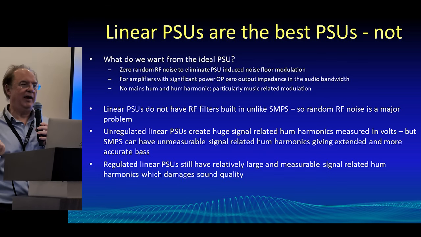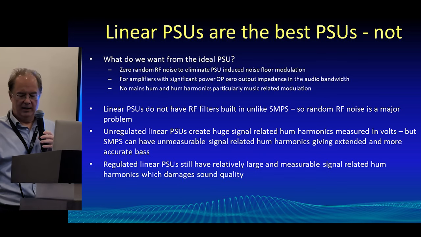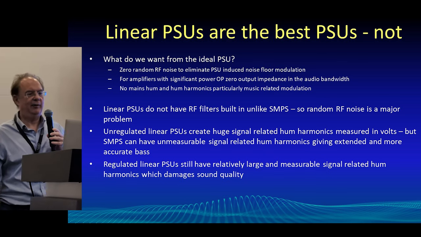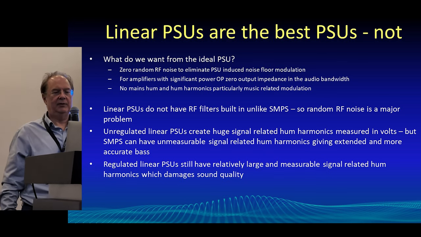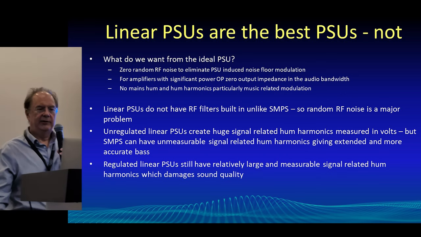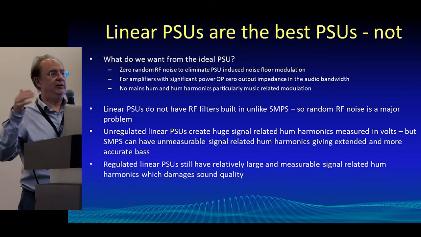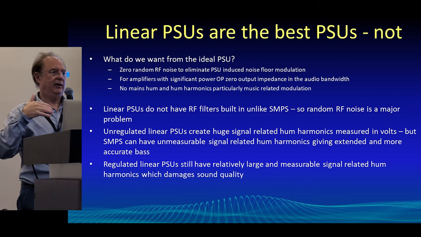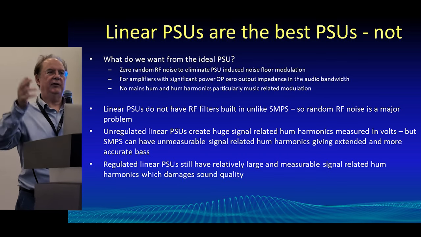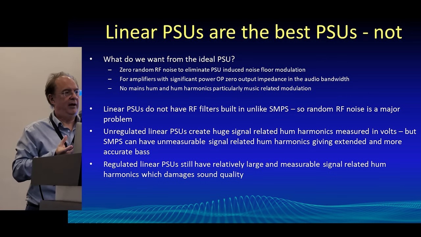One thing, we need zero random RF noise. We've talked about noise floor modulation, so it needs to be zero. We also need, with amplifiers with significant power output, zero output impedance in the audio bandwidth. Why do we need zero output impedance? This is because a normal audio amplifier uses a push-pull output stage. So you've got a positive rail, you've got a negative rail. When the signal goes positive, it's drawing current from the positive rail. When it's going negative, it's drawing current from the negative rail.